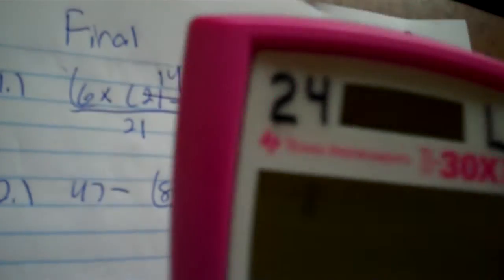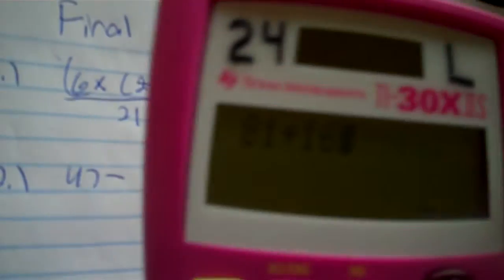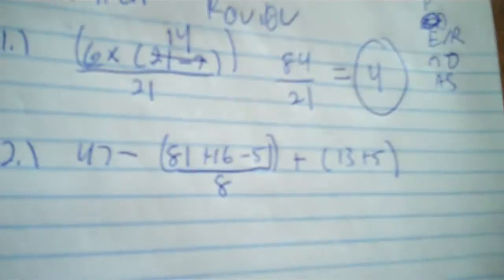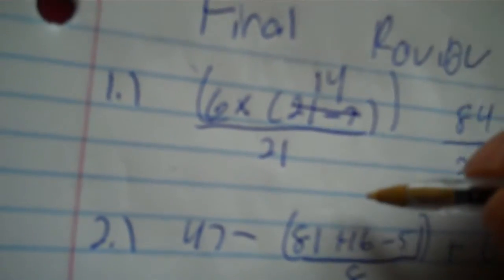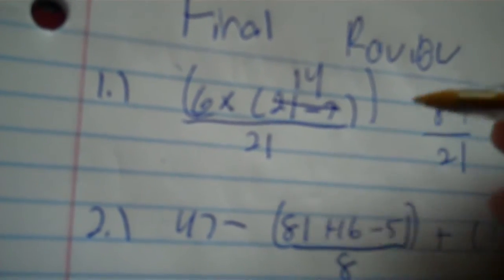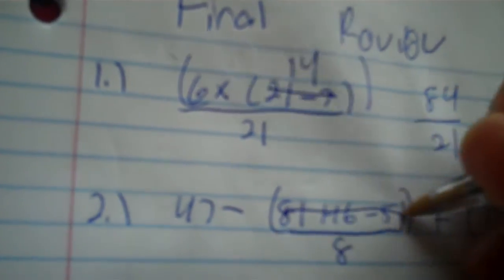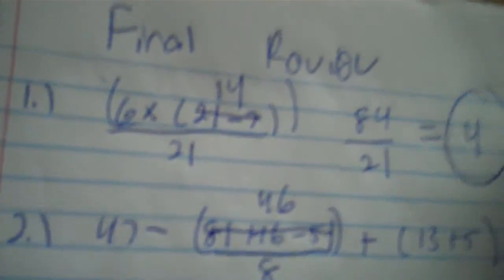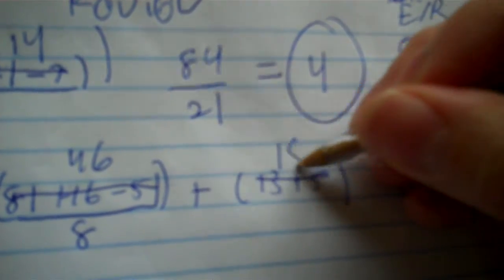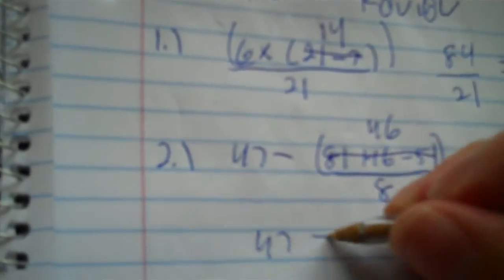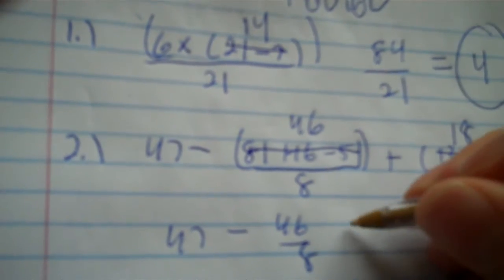So I take 81 plus 16 minus 51, and that's 46. And then over here you've got 13 plus 5 is 18, so you've got 47 minus 46 divided by 8 plus 18. There are no exponents or roots or radicals, so now you have a division, so you take 46 divided by 8, which is 5.75.